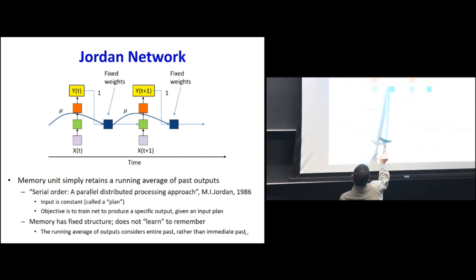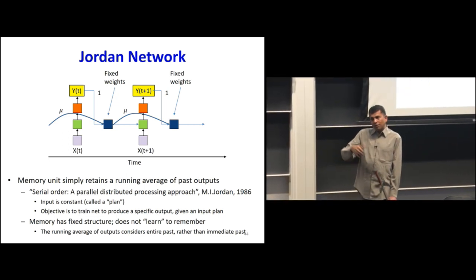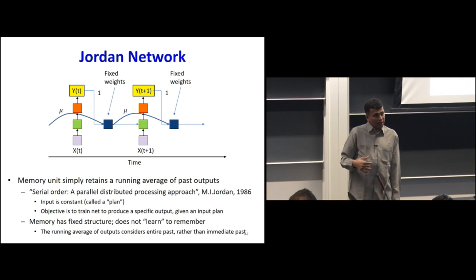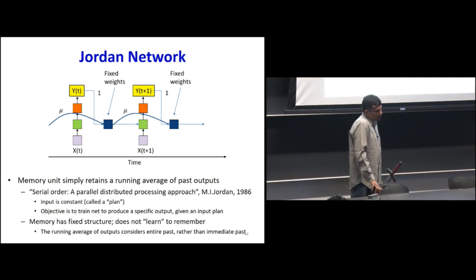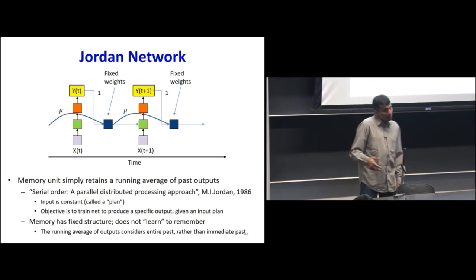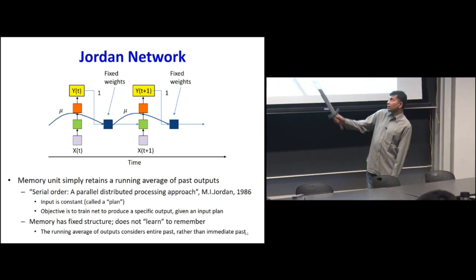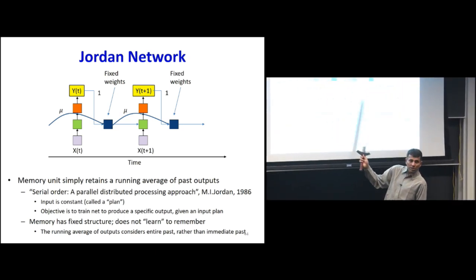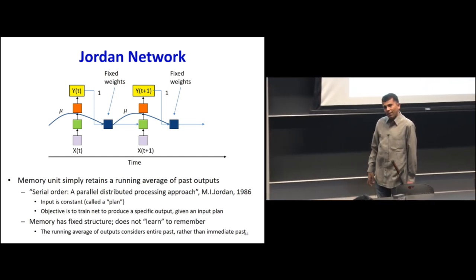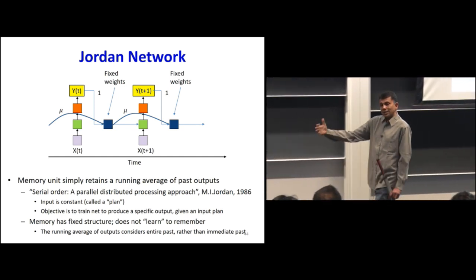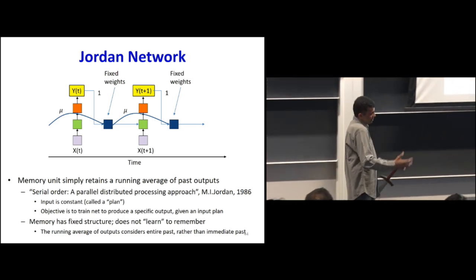All you're doing is you're doing some mu times the past prediction plus 1 times the current prediction, normalized. So you're maintaining a running average of what happened, and that feeds in to making the predictions at the next instant. The way Michael Jordan originally defined it, all of these inputs would be the same. So xt would be the same as xt plus 1. Basically, you'd give it a fixed input and keep repeating it, and you'd let the system produce an entire series of outputs. And the input was called a plan, and the output was called an action.